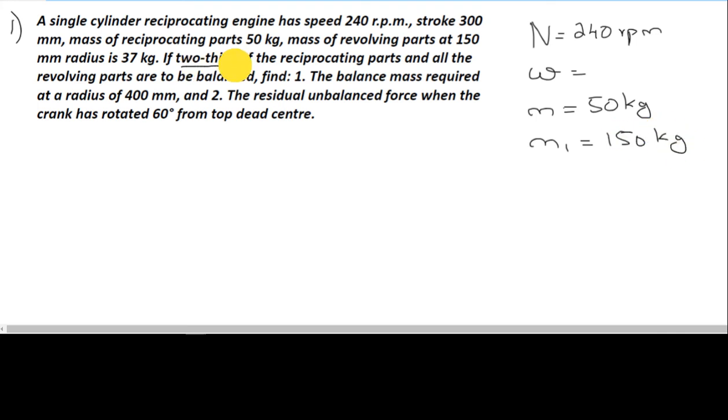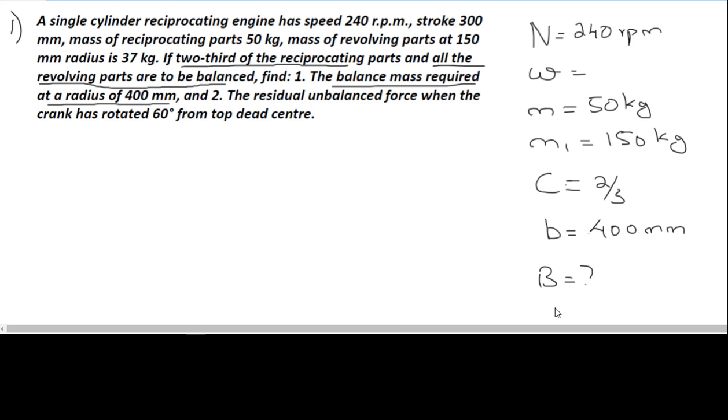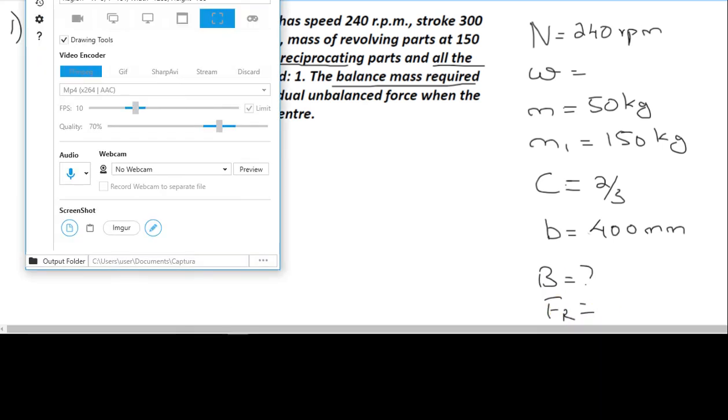And if 2/3 of the reciprocating parts, that means C, the fraction of reciprocating parts that needs to be balanced, is 2/3, and all of the revolving parts are to be balanced. Find the balancing mass required at a radius of 400 mm. That means the radius of the balancing mass, small b, is given as 400 mm, and the residual unbalanced force. So we have to find B and the resultant FR. Those are the two things we need to find.